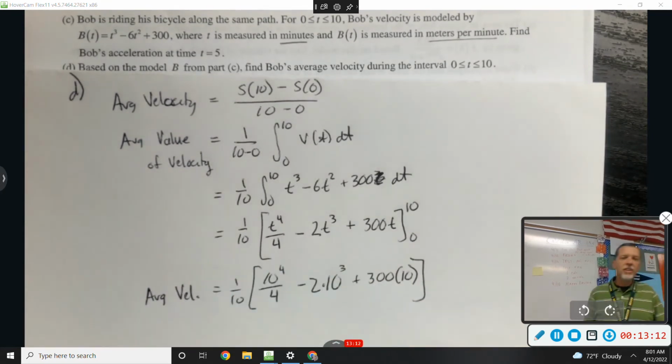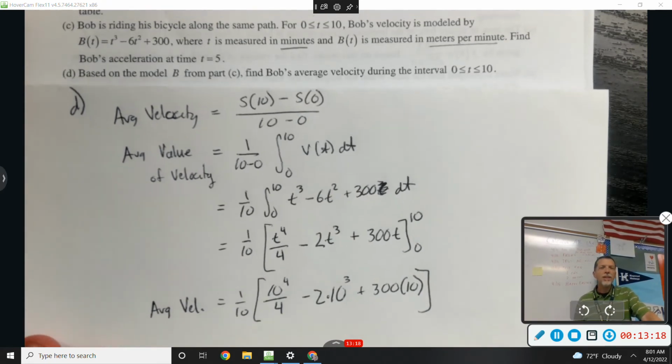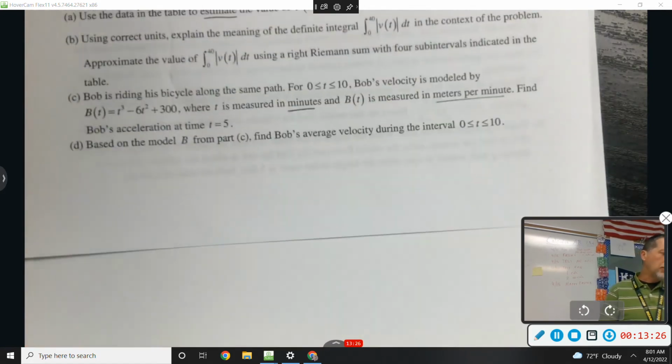There's his average velocity. I don't have a calculator. Dear grader, you have a calculator. If you want to know the number for that, you help yourself. So I feel like that's not a bad free response problem.